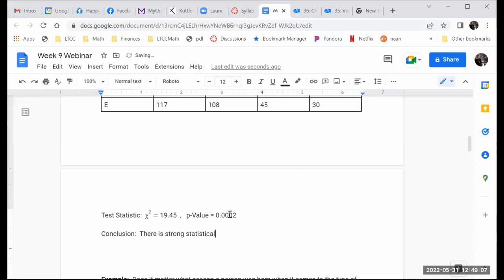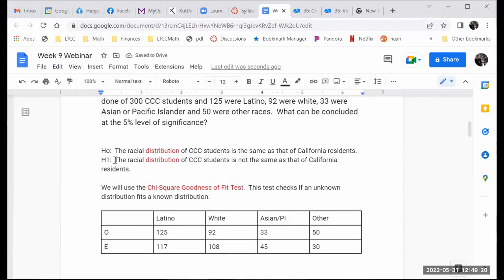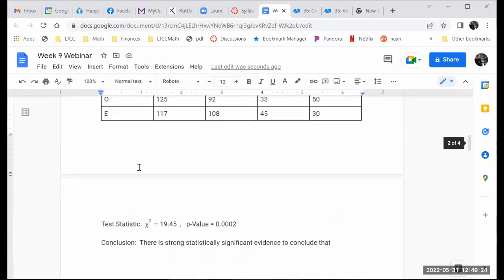Statistically significant evidence to conclude that, and now the good news is I'm on a computer. I can copy and paste H1. Copy.